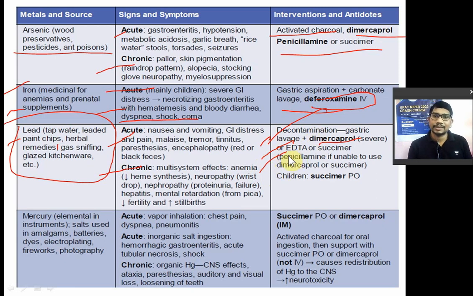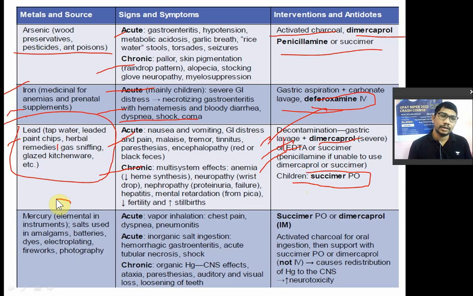What is EDTA? Hexadentate. EDTA is a hexadentate. This was a question in GPAT 2023. Penicillamine is used if unable to use dimercaprol and succimer. In case of children, succimer by oral route. PO means per oral. Next is mercury poisoning.